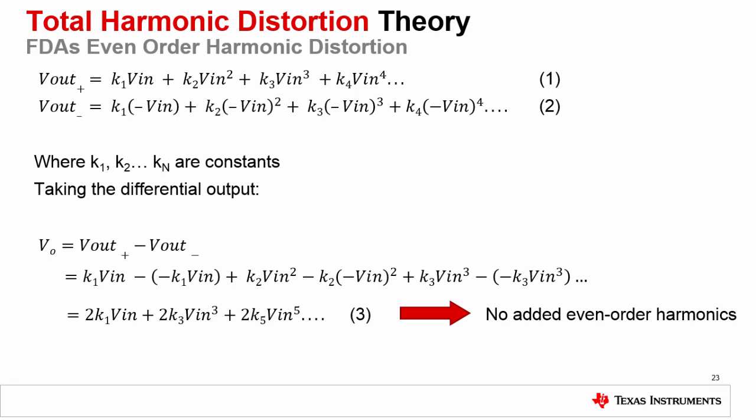In a fully differential amplifier, the odd-order terms retain their polarity while the even-order terms always stay positive. When the differential output is taken, the even-order harmonics cancel. This means that FDAs do not introduce additional even-order harmonics.